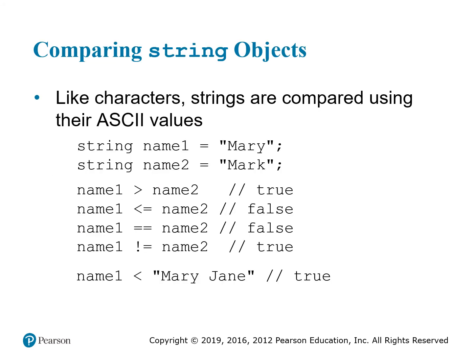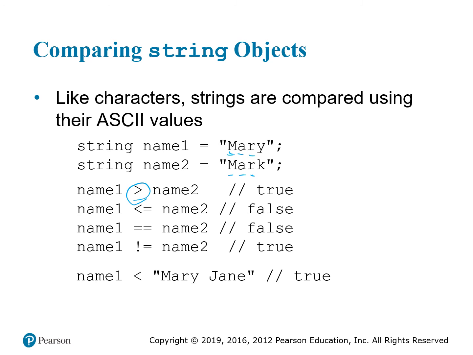What about comparing strings? Strings are compared lexicographically. So if I'm comparing name 1 to name 2, I'm going to compare the first 2 characters, they're the same. Next 2 characters, they're the same. Next 2 characters, they're the same. Last 2 characters, well, Y has a greater ASCII value than K, so name 1 is greater than name 2.